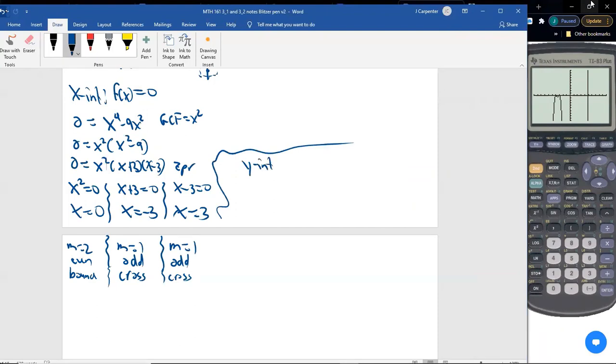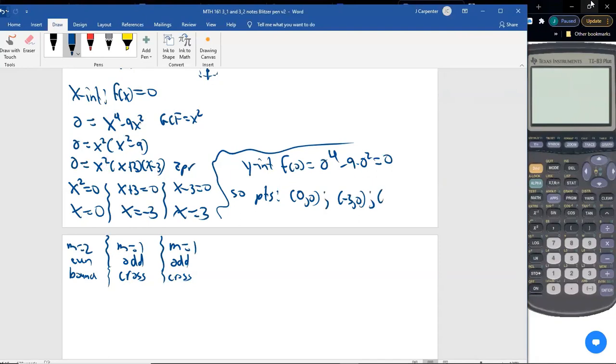Then we can do our y-intercept, I keep saying an s at the end, and I don't mean to, which is f of 0. Which is 0 to the 4th minus 9 times 0 squared, which is 0. So we have points of, with x equals 0, that says an x-intercept is 0, 0. Then we have the negative 3, 0. Then we have the 3, 0.